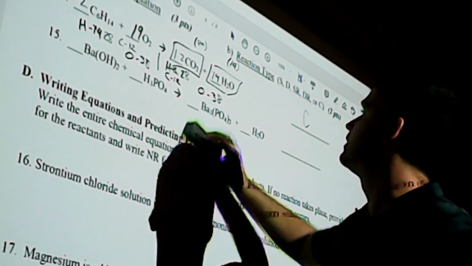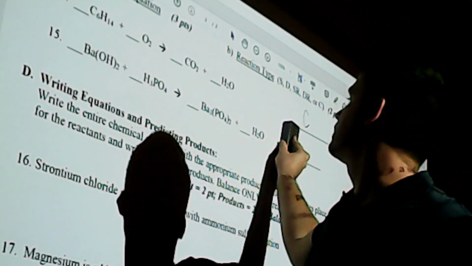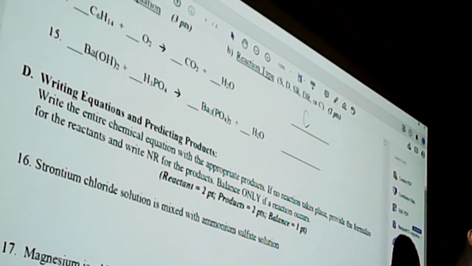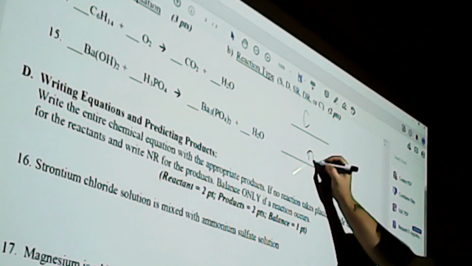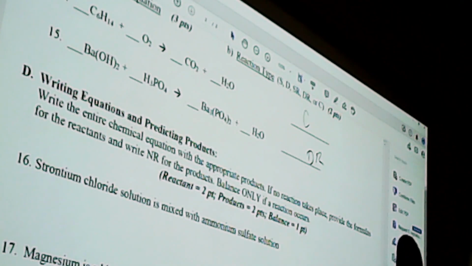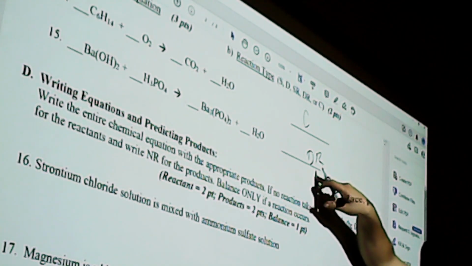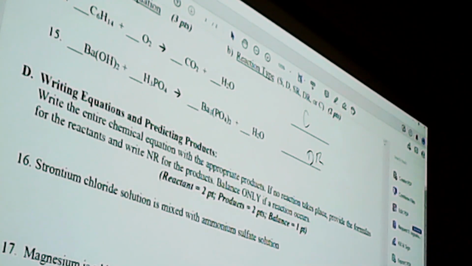Number 15. But then it says balance the equation, which is 3 points, and the reaction points. I'm not going by that point total. All right. Number 15 is what type of reaction? Double replacement. You got to have double replacement here. If not, put a big X over that line.